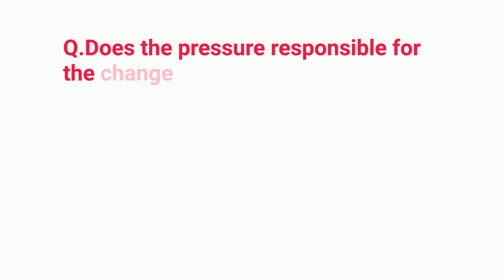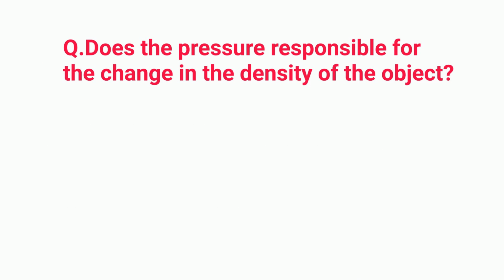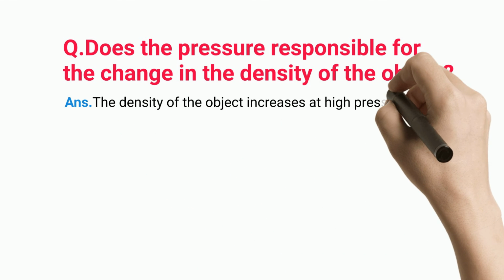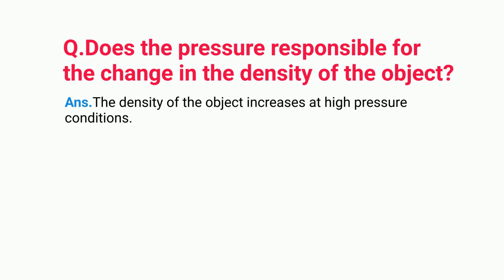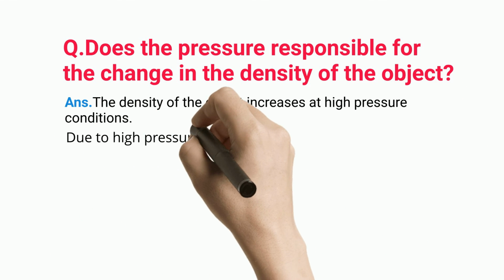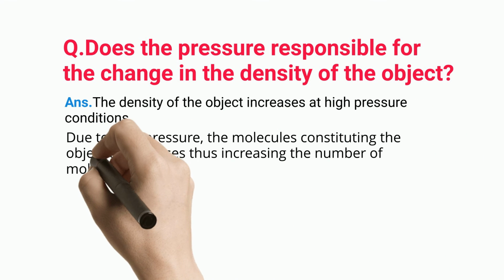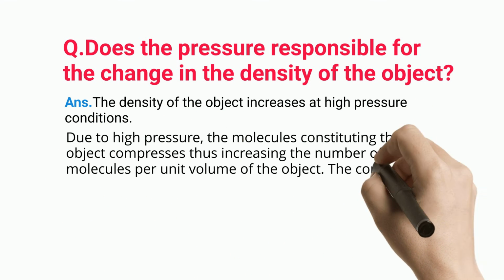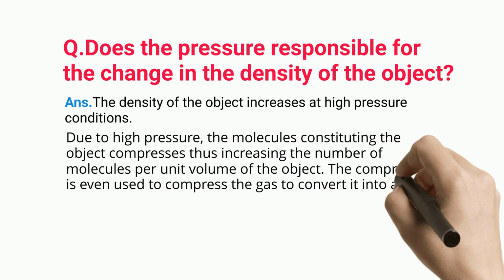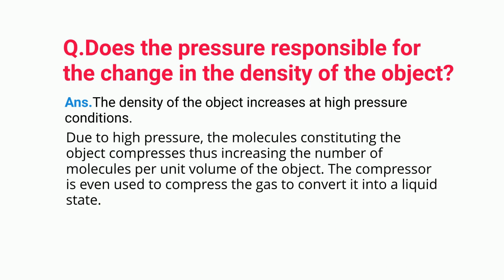Is the pressure responsible for the change in the density of the object? The density of the object increases at high pressure conditions. Due to high pressure, the molecules constituting the object are compressed, thus increasing the number of molecules per unit volume of the object. A compressor is even used to compress the gas to convert it into a liquid state.